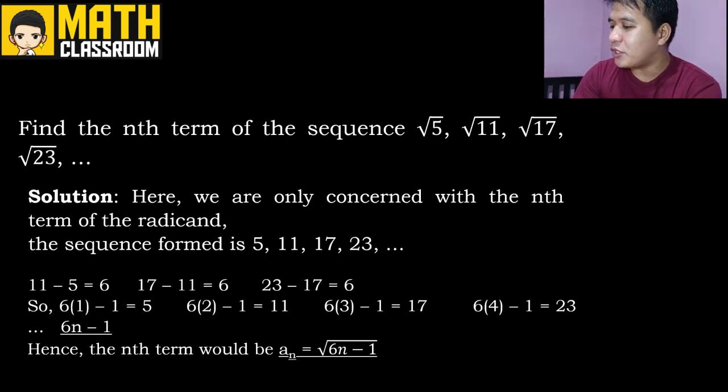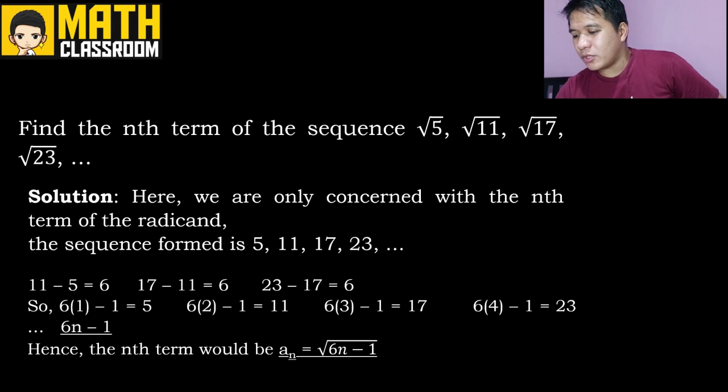Tapos, our first term is 5. If we're going to replace n with 1, you'll have 6 times 1. So, anong kulang para maging 5 or sobra? Kailangan bawasan siya ng isa. So, 6n minus 1. This would be the rule.